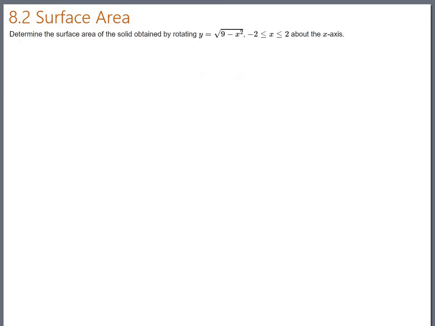Okay, so let's look at our first example. Let's determine the surface area of the solid obtained by rotating this particular function about the x-axis. Okay, so let's go ahead and start with a picture from -2 to 2. And in case you don't recognize this formula, you can certainly graph it, but it happens to be the equation of a circle of radius 3, or at least the top half of a circle of radius 3. So it looks like that.